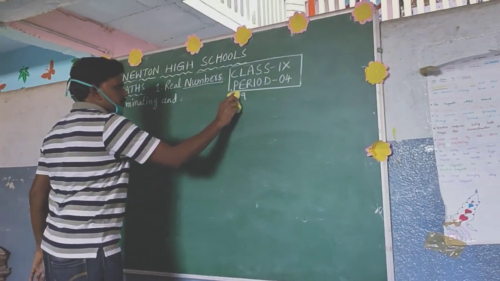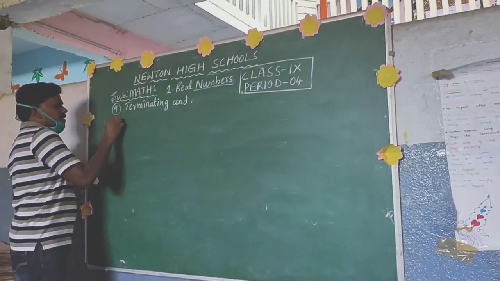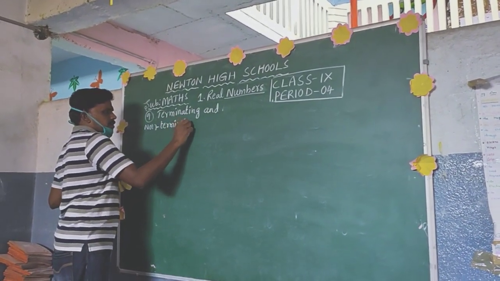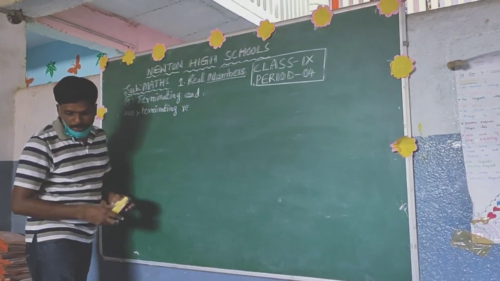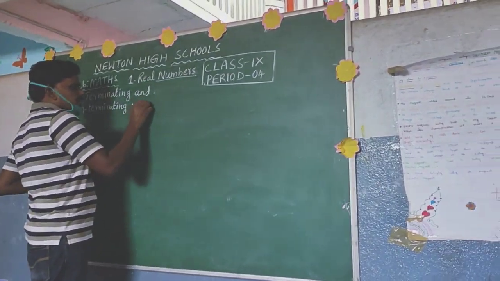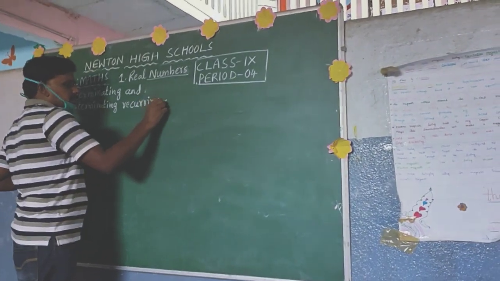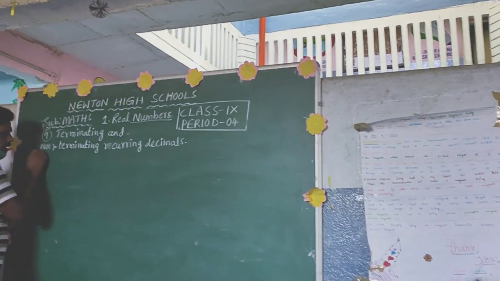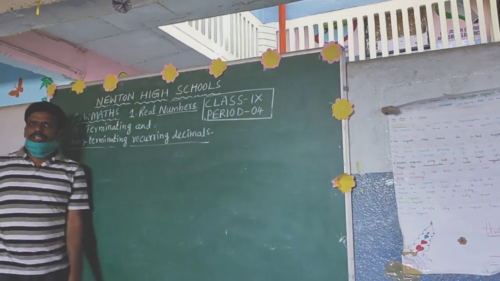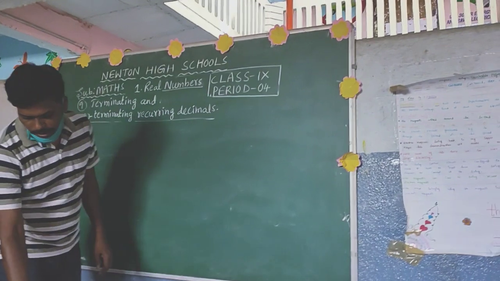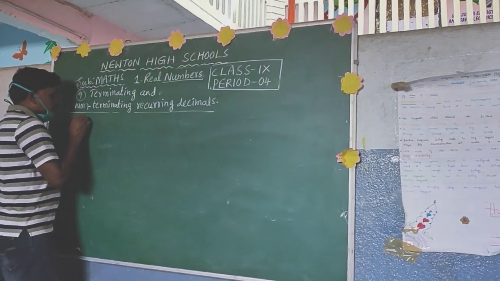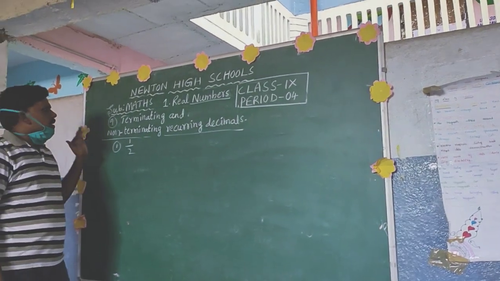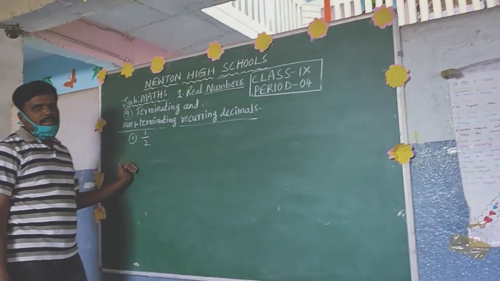Terminating and non-terminating recurring decimals. What is meant by a terminating decimal and what is meant by a non-terminating decimal, that we have to learn. For example, I am taking one example: 1 by 2. It is a rational number. So we can say whether it is a terminating decimal or non-terminating decimal.